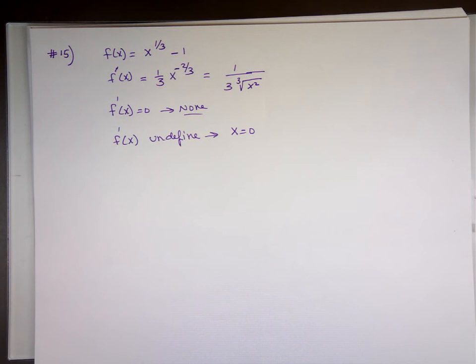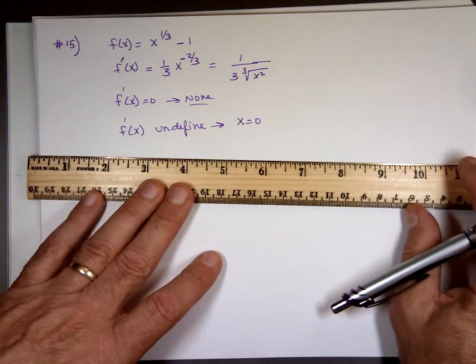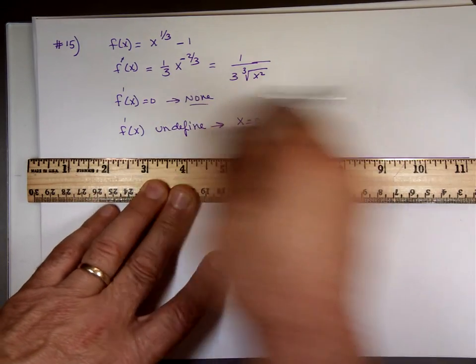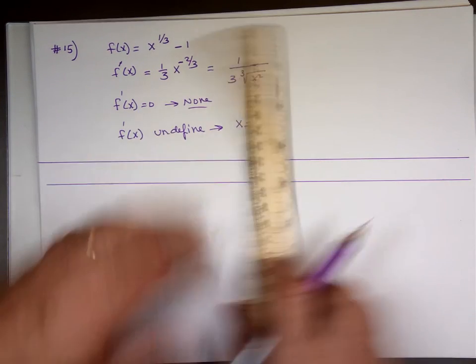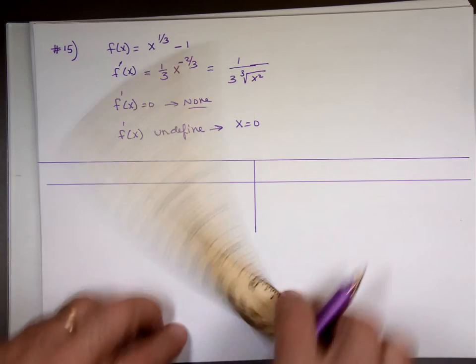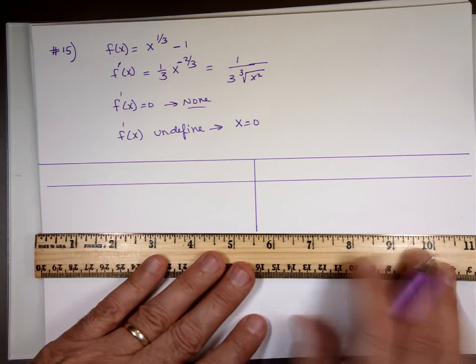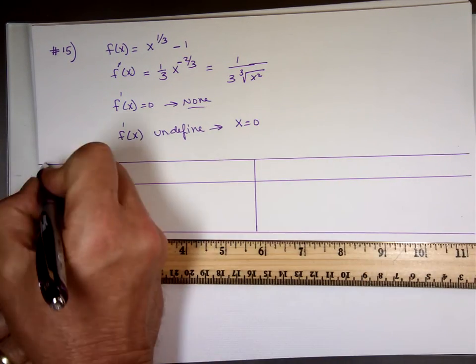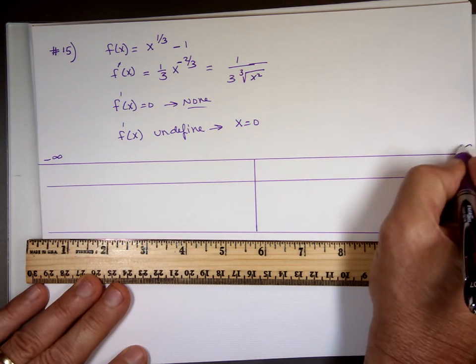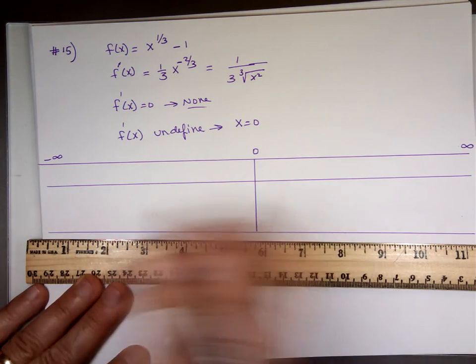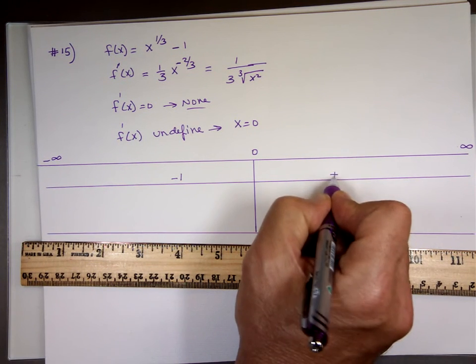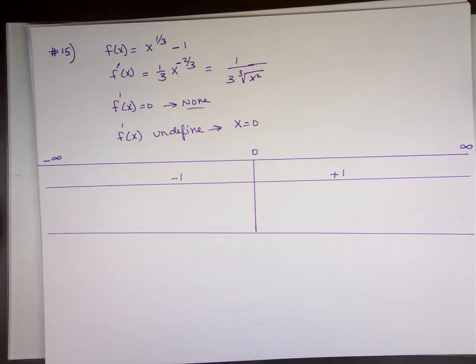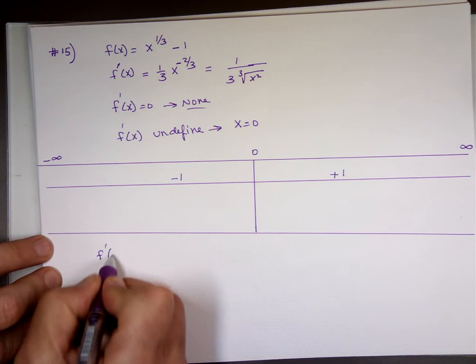So when I do my test point now, I'm going to take my segment, which is negative infinity to infinity, there's no restriction here, and break it down to one cut. This is negative infinity, this is infinity, and there's the 0. Take a value less than 0, we'll go negative 1. Take a value more than 0, that's 1. Let's see what the derivative is at negative 1. We know it's positive here.